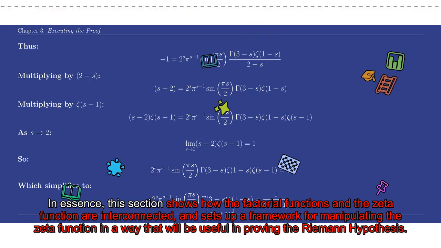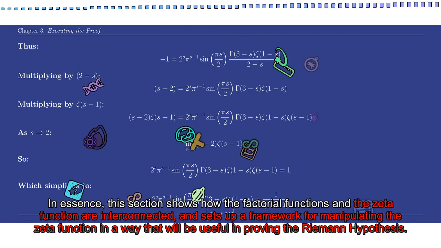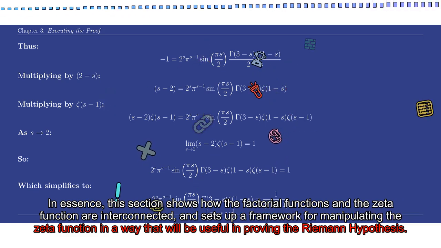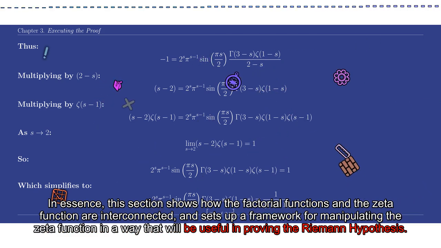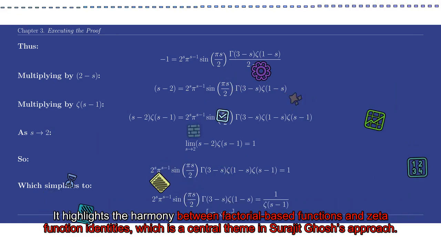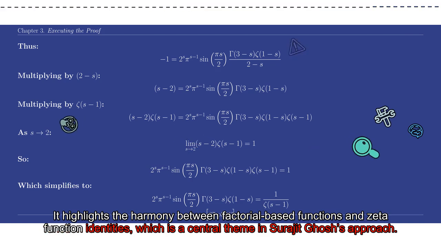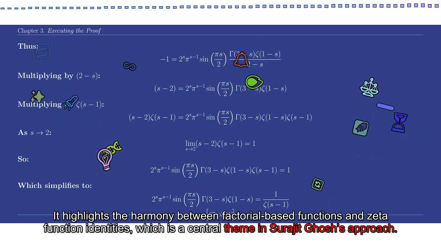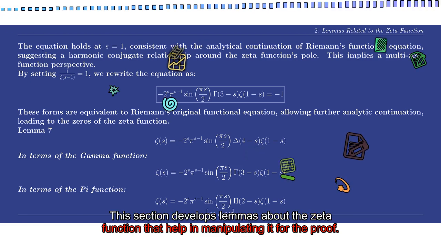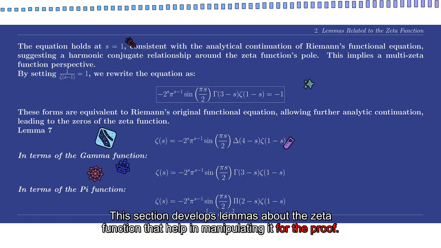In essence, this section shows how the factorial functions and the zeta function are interconnected and sets up a framework for manipulating the zeta function in a way that will be useful in proving the Riemann hypothesis. It highlights the harmony between factorial-based functions and zeta function identities, which is a central theme in Surrogate Gauch's approach. This section develops lemmas about the zeta function that help in manipulating it for the proof.